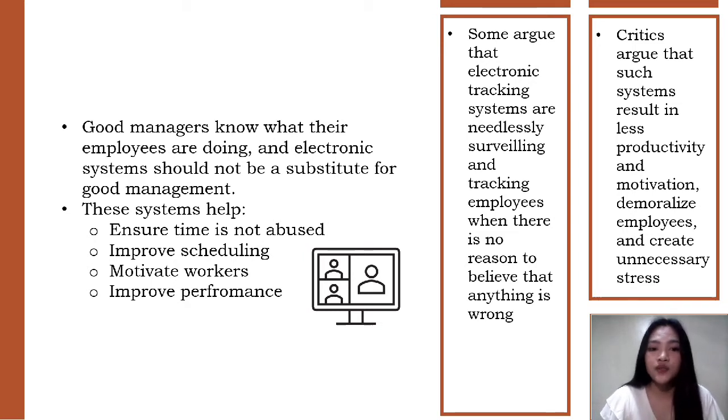Technology helps ensure time is not abused, improves scheduling, motivates workers, and improves performance. Critics argue that such systems result in less productivity and motivation, demoralize employees, and create unnecessary stress. Some argue that electronic tracking systems are needlessly surveilling and tracking employees when there is no reason to believe that anything is wrong.